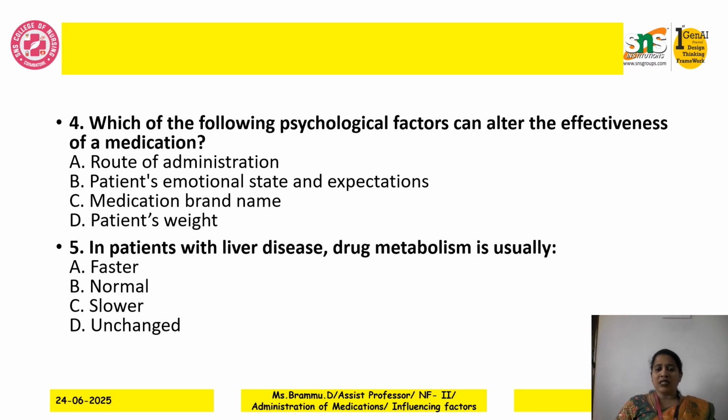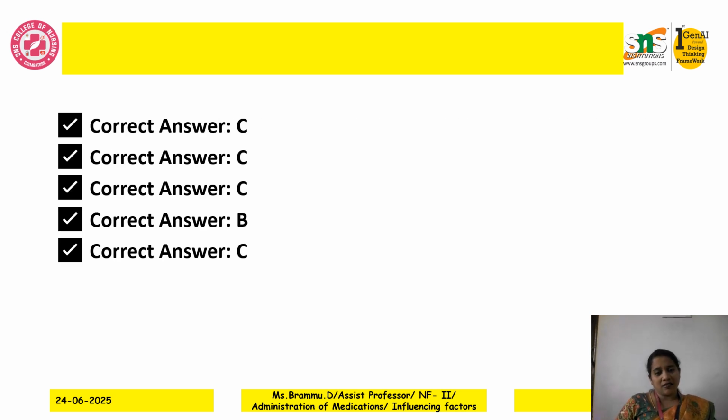Then, in patients with liver disease, drug metabolism is usually faster, normal, slower, or unchanged. I told you that the liver is the only organ which decides how much percentage and where the end organ is targeted. So if it is a liver disease, then the liver is unable to do the process faster. So C is the answer.